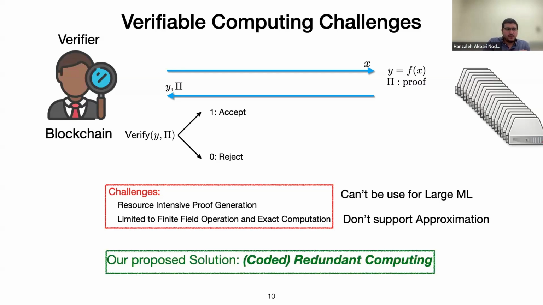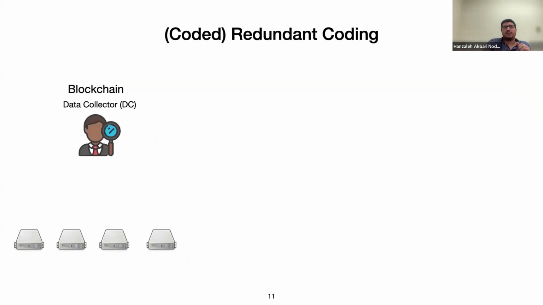Okay, so what is our solution? Instead of outsourcing the computation to a node that has access to a resource which is 40 times bigger than the computation itself, our proposed solution is to use coded redundant computing. So what does it mean?